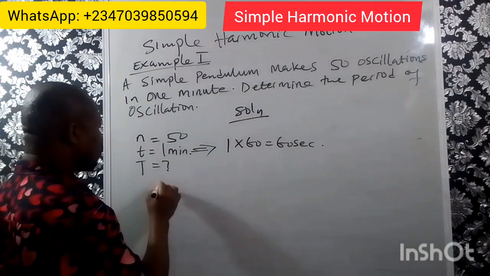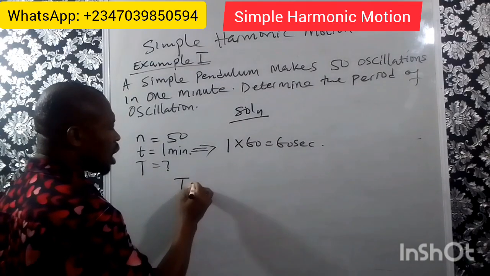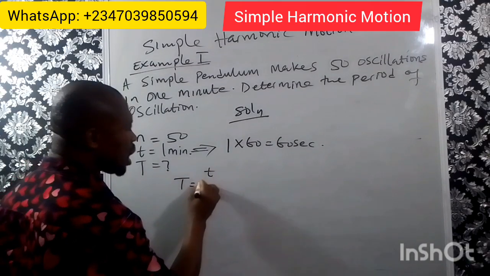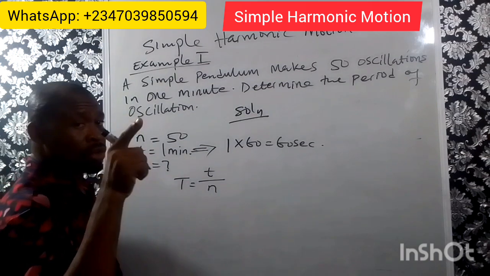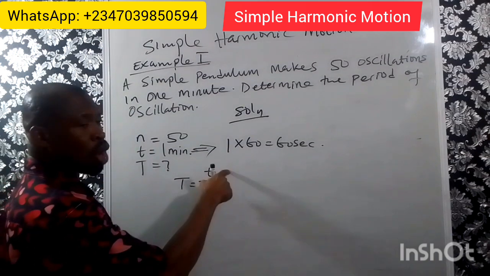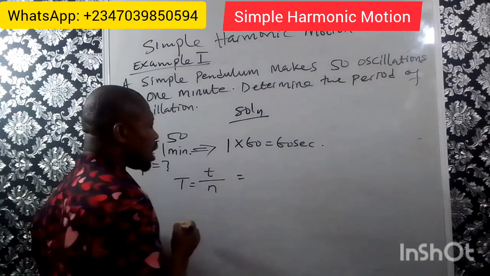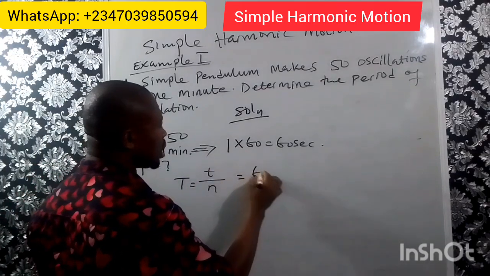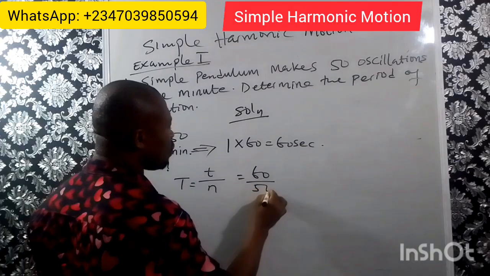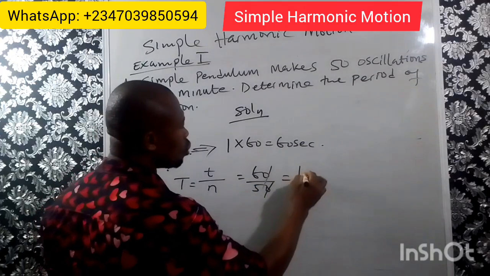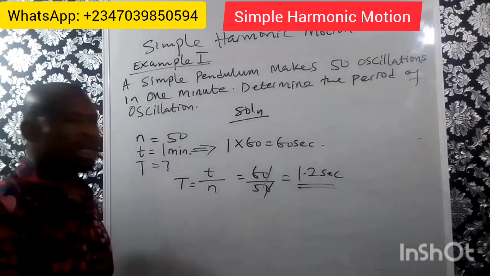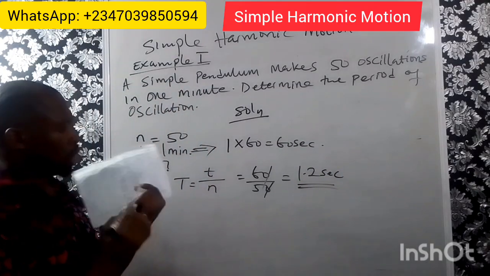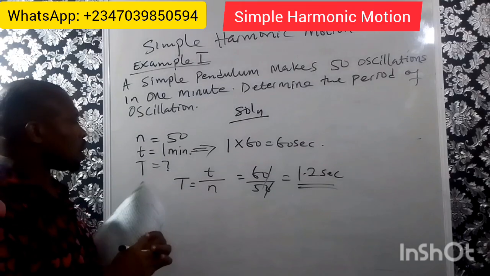Now we have that the period of oscillation is small t all over n. Remember, not the other way around. If you send it up, it becomes frequency. So we now have that time is 60 all over n. N is 50. This over this will give us 1.2 seconds. So this is the period of oscillation here.